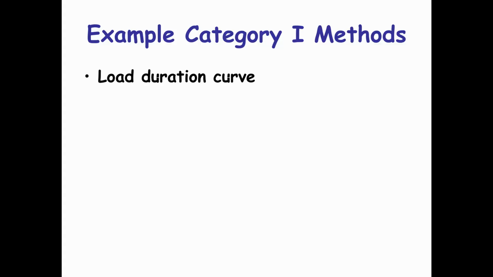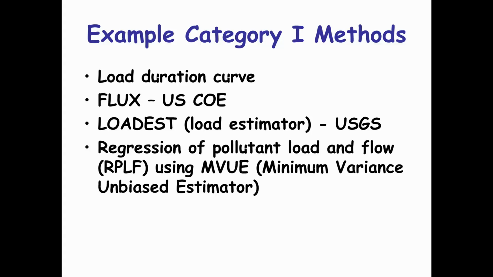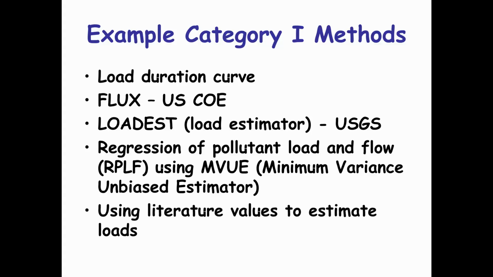So some example Category 1 methods are the load duration curve, the Flux model, which was developed by the U.S. Army Corps of Engineers. They developed that mainly to look at impacts of upstream waters on reservoirs. The load estimator method, which was developed by the U.S. Geological Survey, the regression of pollutant load and flow method. And then there's also a category, as I mentioned earlier in the video, about literature values to estimate loads.